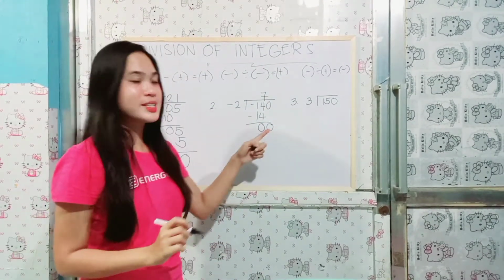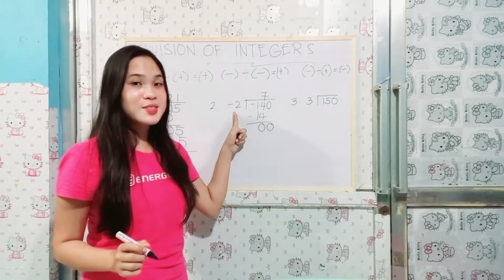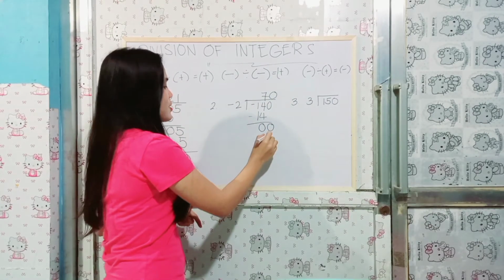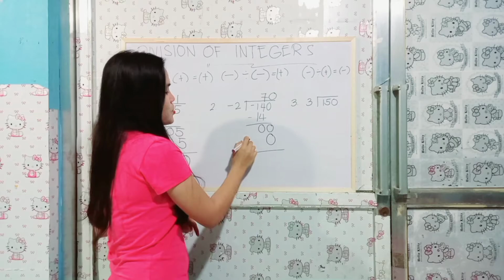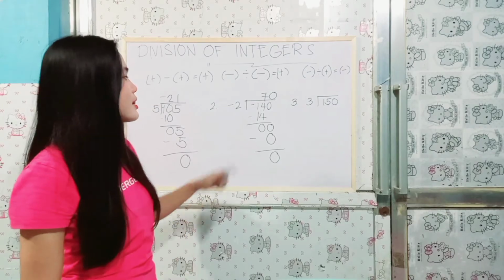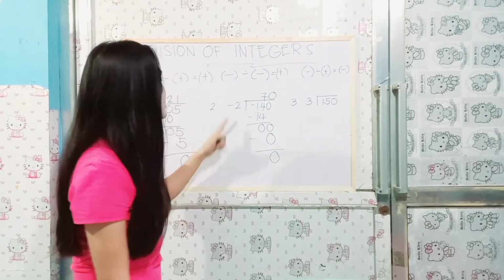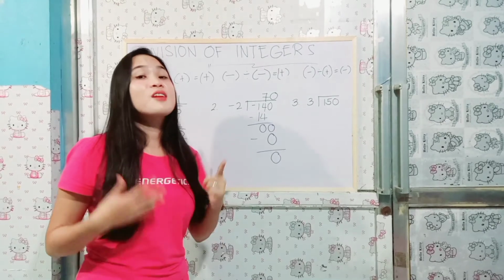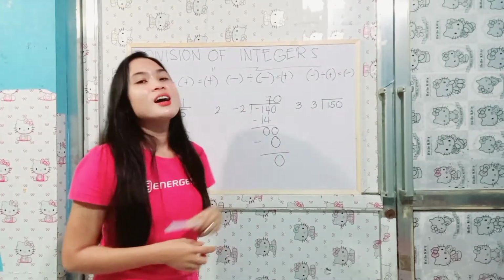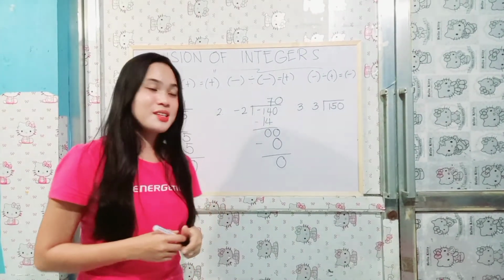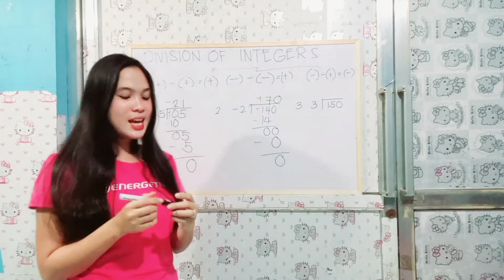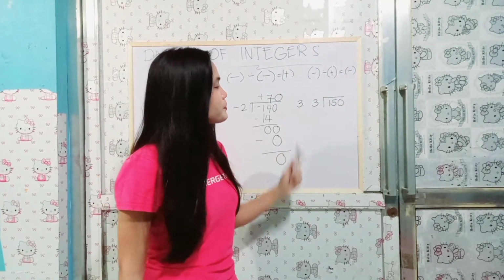And then repeat the process. 0 divided by 2, the answer is 0. And then 0 times 2, the answer is 0. And then subtract 0 minus 0, the answer is 0. Now, let's look at our dividend, it is negative, and our divisor is negative. Meaning to say they have the same sign. So, therefore, our quotient will be positive 70.